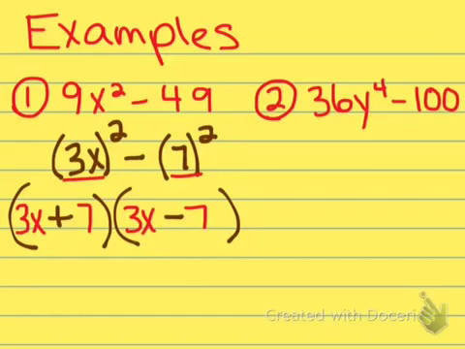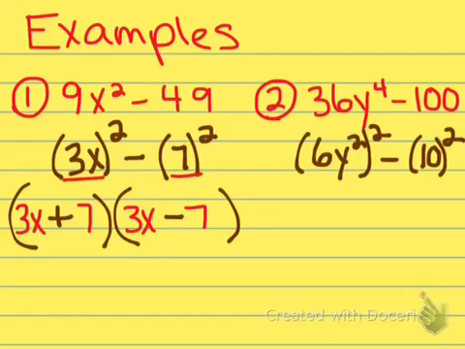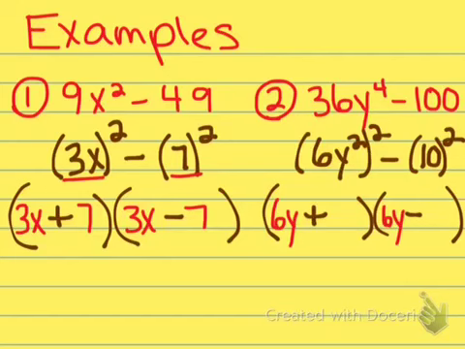So on number 2, this is 6y squared squared, and 100 is 10 squared. So you put out your parentheses. One is plus, one is minus. And then you write 6y in the beginning of both, and 10 in the end of both. And those come from here. Oh, I'm sorry, it's 6y squared. Bam. That's all there is to it.